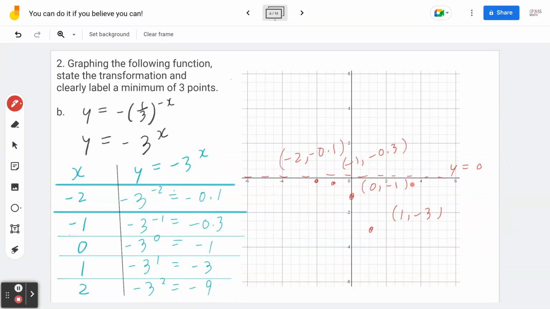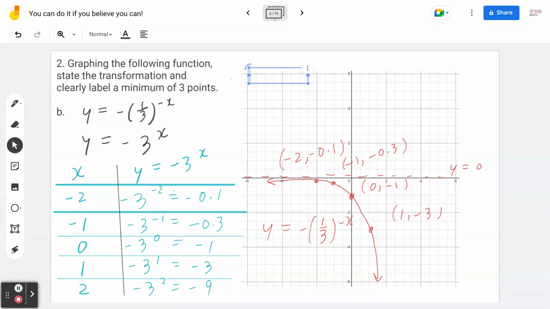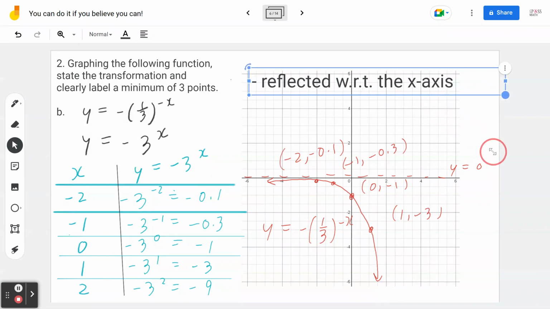And of course, I'm not going to graph to -9 because that's beyond the scale that we have, which is fine. Don't forget to label this. When I do label this, by the way, I always label the original. I don't label the new function, because if you did make a mistake, then you're copying the mistake onto the graph. Now it does say state the transformation. So I'm going to grab a text box, go back and type in the fact that this is going to be reflected with respect to the x-axis. That is the one transformation for this graph.